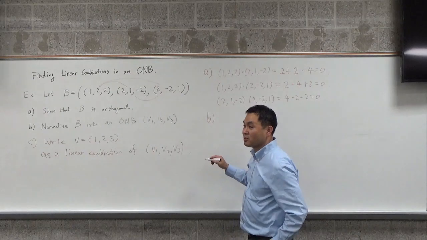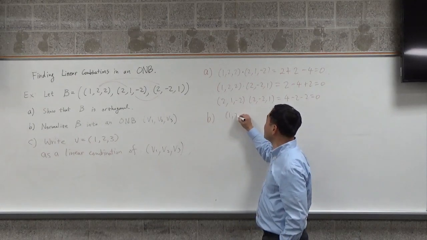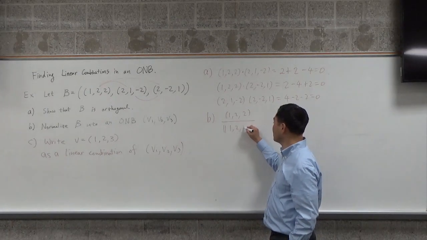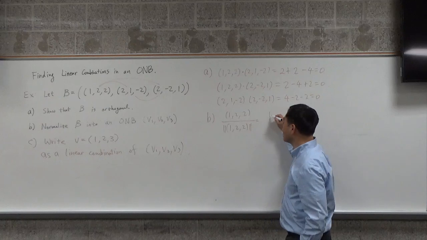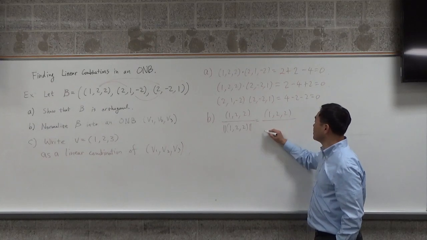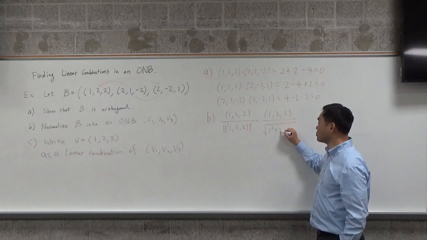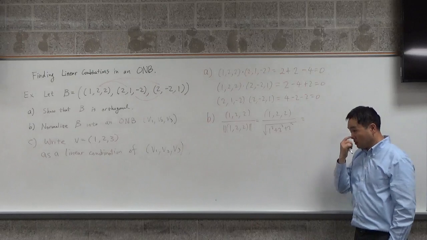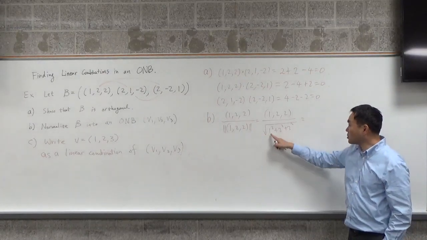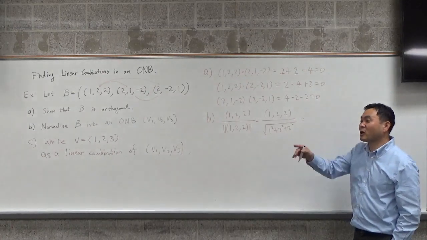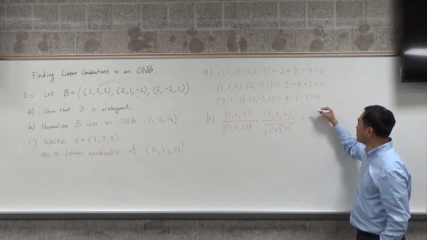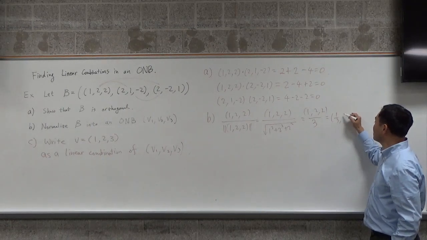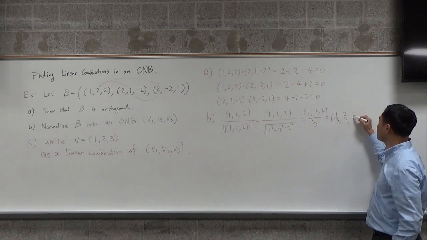Now part B. How do you normalize? You divide by its magnitude. So you take that vector and divide by its magnitude. What's the magnitude of the vector? It's the square root of 1 squared plus 2 squared plus 2 squared. 1 plus 4 plus 4 is 9, and the square root is 3. So you end up getting (1/3, 2/3, 2/3).